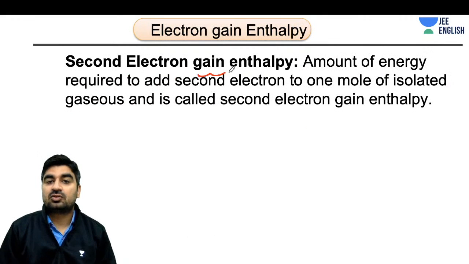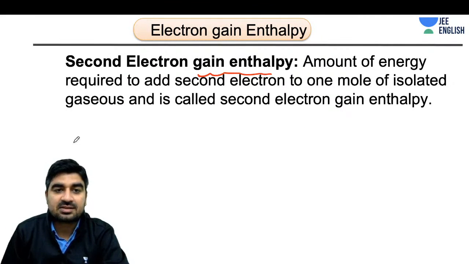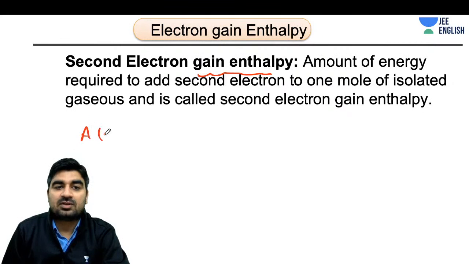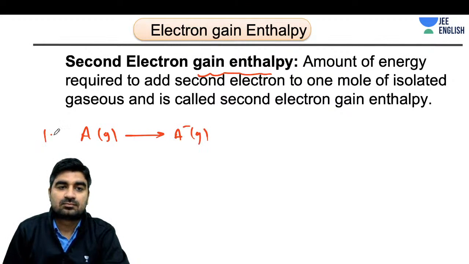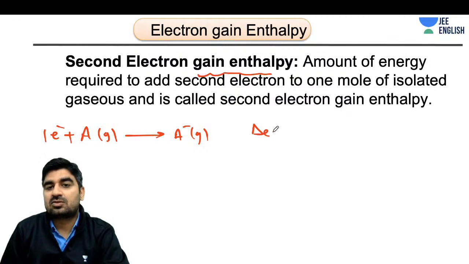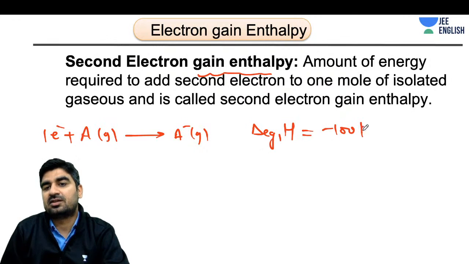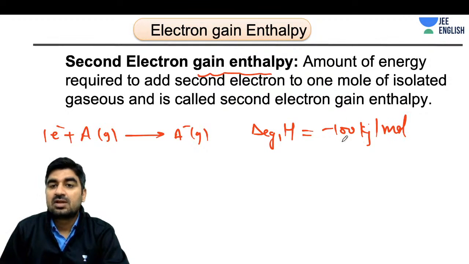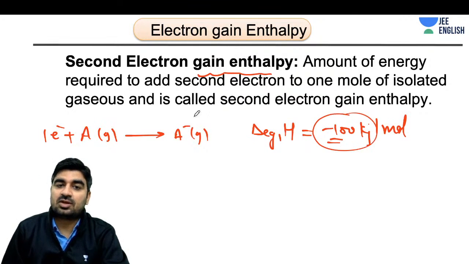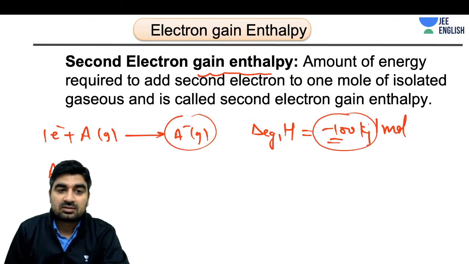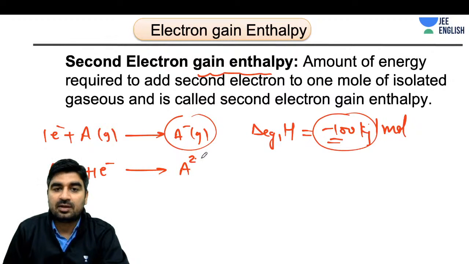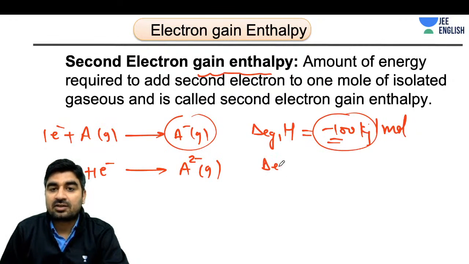So what is second electron gain enthalpy? Now let's discuss this. If I'm adding one electron, this is called first electron gain enthalpy. Suppose this is minus 100 kilojoule. So energy is being released. So A minus is more stable. Now if I'm adding one more electron, it will give me A2 minus gas. So the electron gain enthalpy in this case will be positive.